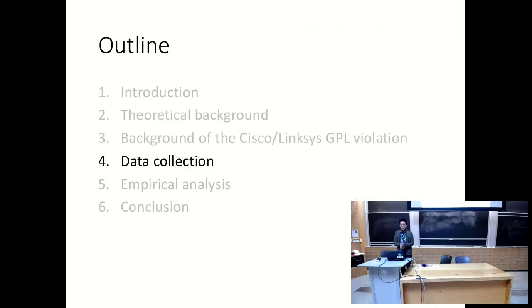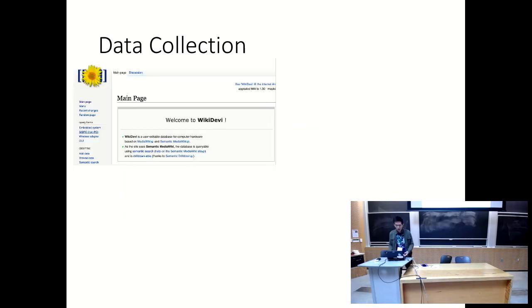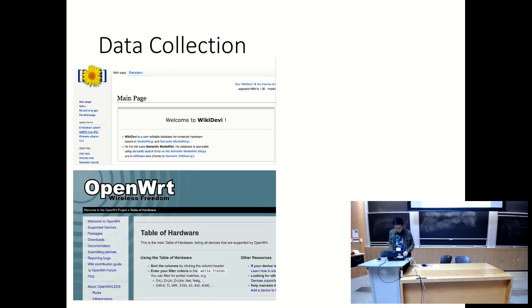So in order to look at how this impacted customers and other people, I did what I was kind of trained to do. I started collecting data. I went to wikidevi.com to look at all of the wireless routers that were released from 1999 to 2017. I matched this with the OpenWRT list of hardware. The OpenWRT list includes all of the wireless routers that their program is compatible with. And so I was able to match these.